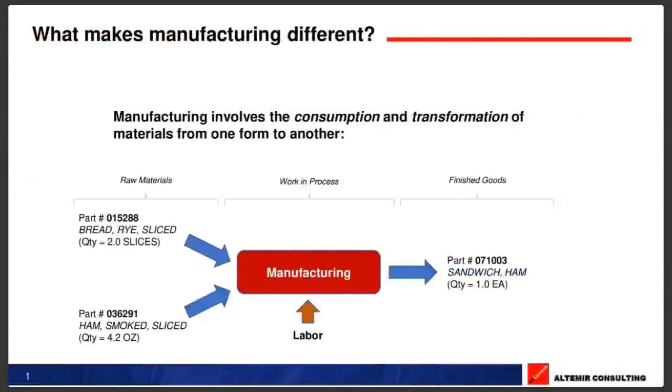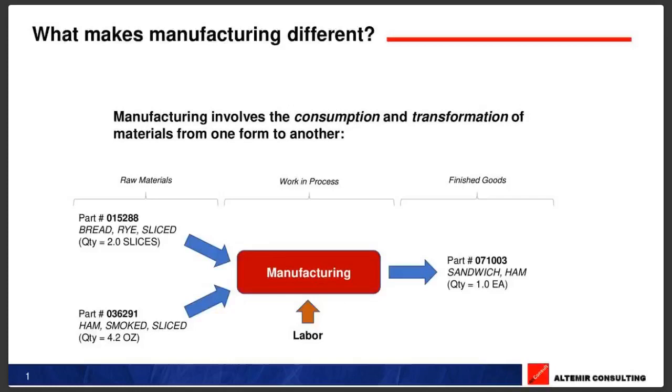So let's go ahead and dive into the topic of QuickBooks and manufacturing. First of all, what is it about manufacturing that's different? The answer is that there are two concepts that make manufacturing fundamentally different than, say, a retail or a distribution business. In manufacturing, the consumption and the transformation of materials from one form to another are the distinct characteristics.